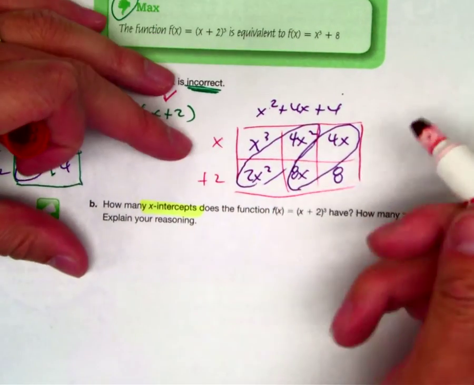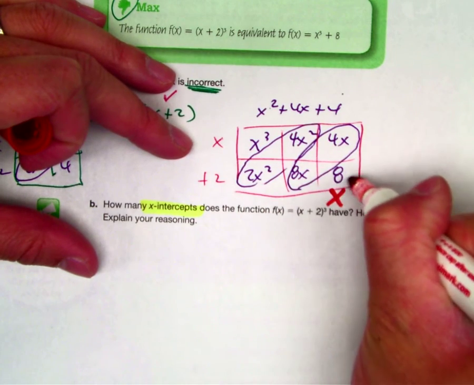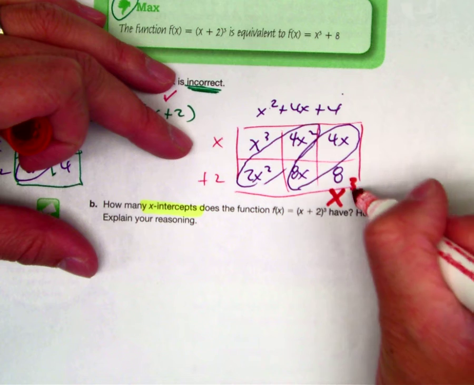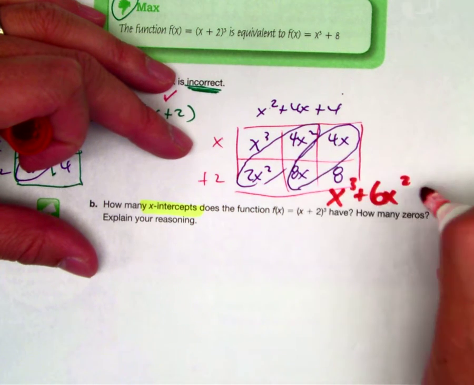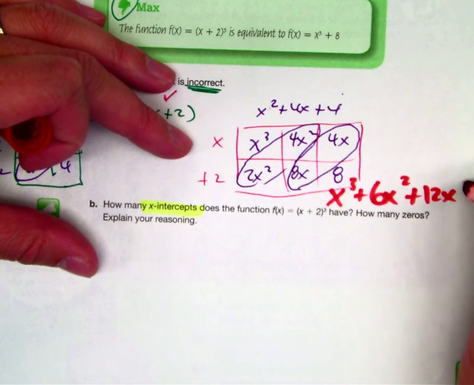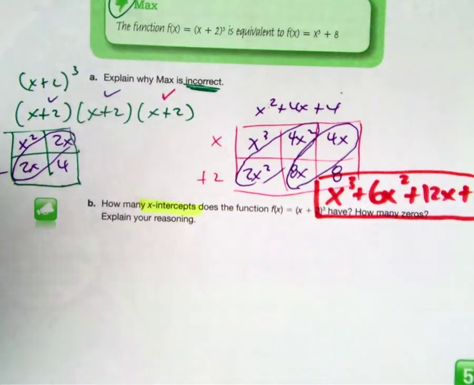Our final answer is, tell me, x cubed plus 6x squared. We're just adding numbers in front. Plus 12x plus 8. Raise your hand if you got that.